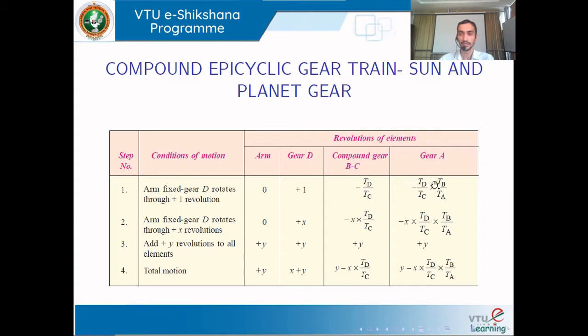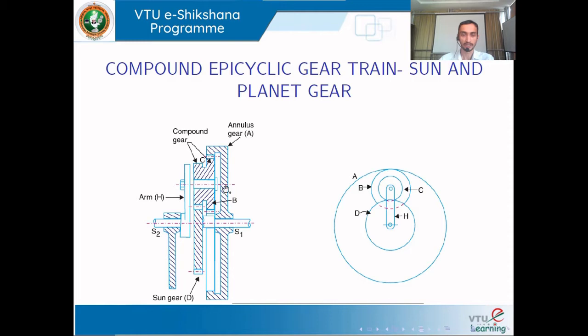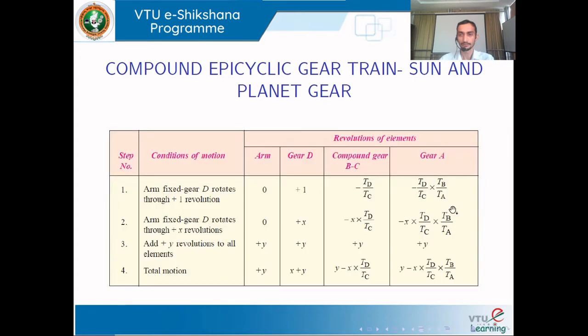To find out the speed at which gear A rotates, that is NA, coming back to this diagram, we are interested in finding NA. The input is one rotation to the sun gear, that is D. So we can write the equation NA by ND. After writing out the NA by ND equation, we get TD by TC, because the sun gear is meshing with gear C, and next, since it is a compound gear, TB by TA.